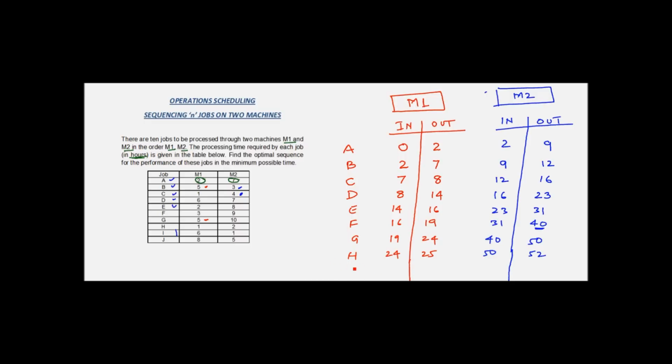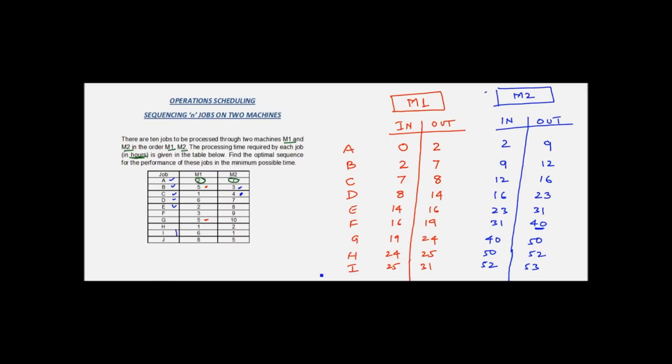Next is I. So I can go in on the 25th hour, and I takes 6 hours to be processed on M1. So 25 plus 6 is 31. And then it can go into M2 at the 52nd hour, and I takes 1 hour to be processed on M2. So 52 plus 1 is 53.